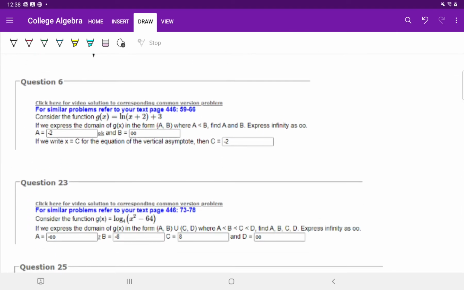In this example, we start with the function g of x equals natural log of (x plus 2) plus 3, and we want to find the domain. The domain of logs is restricted. Whatever you're taking the log of has to be greater than 0. So then you solve for x, and that gives you your domain. So if x is greater than -2, that gives us the domain from -2 to infinity.